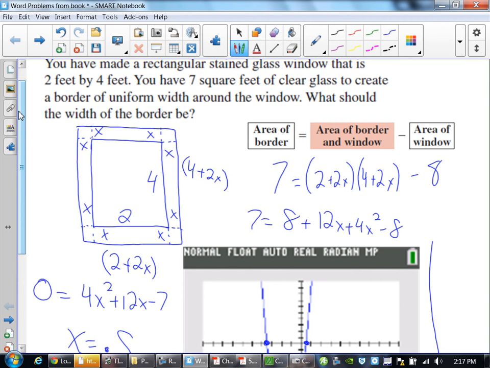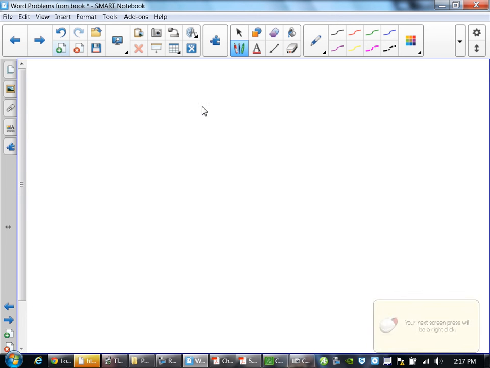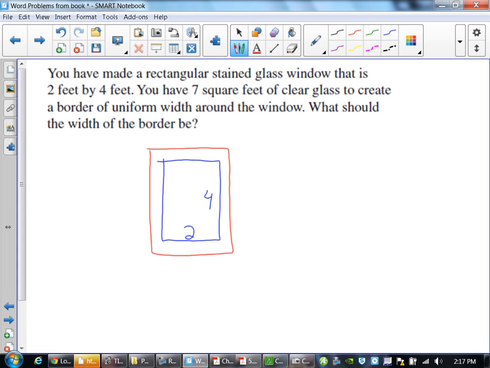Okay. The setup. Start over on the setup. You start with a picture. The picture is 2 by 4. You want to put a frame around it that has uniform width. All that means is it's getting the same width all the way around. Call it x. That way you know that it's the same amount going all the way around.